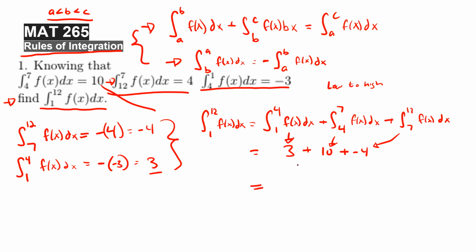And we can write it as 3 plus 10 is 13, so it's equal to 9. The integral from 1 to 12 of f of x dx is equal to 9. And we did that by using the properties of integrals, such as integrals over an interval. So if there's any questions on that, just let me know and I can go over it again. If not, I can go on.